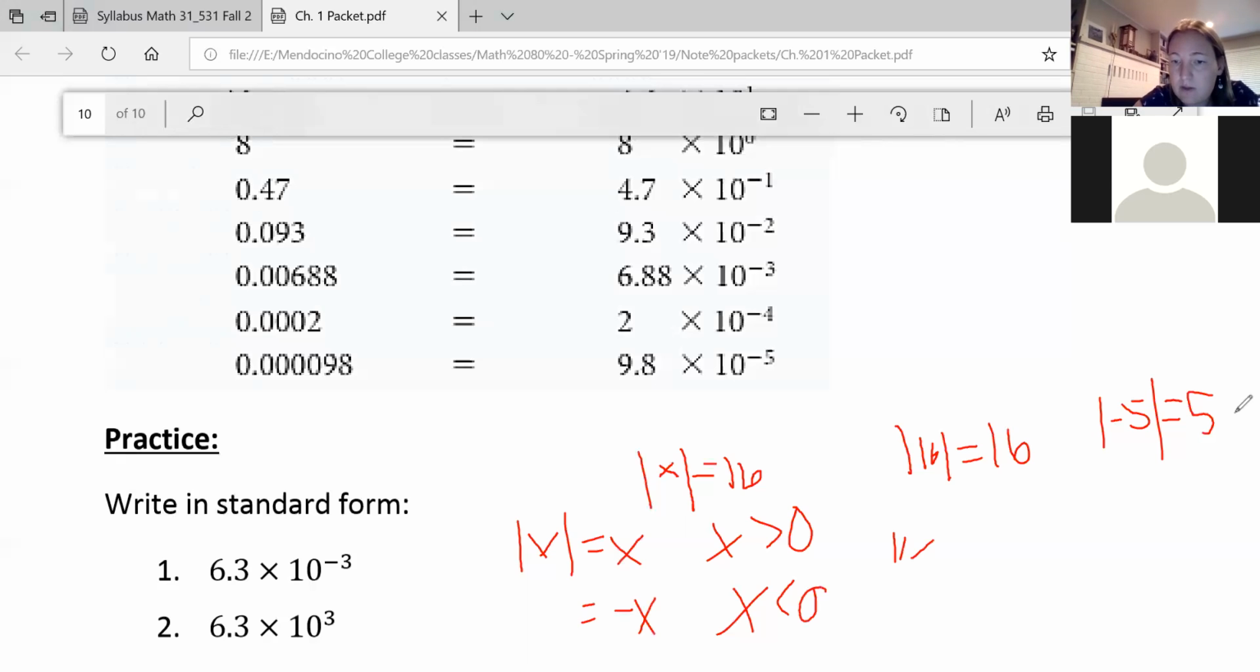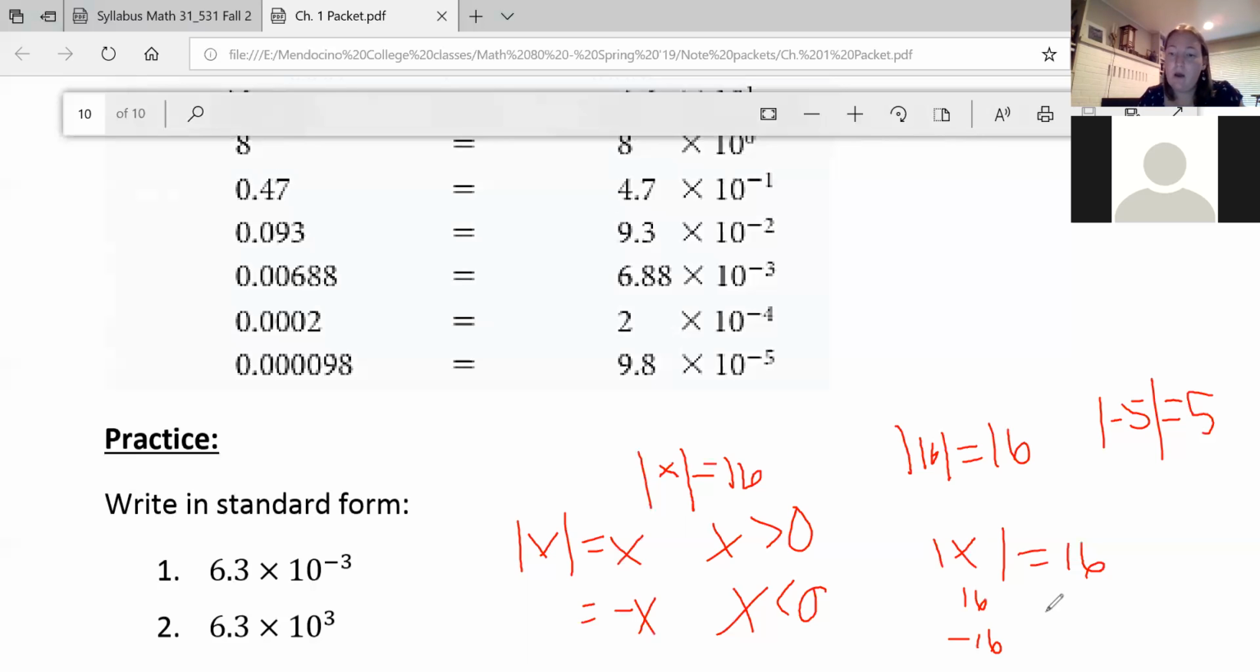Absolute value of 16. Let me start that over. Absolute value of 16 would equal 16 if that x were positive. Oops, I did not mean to put 16 in there. Absolute value of x equals 16. So either what's in here is 16 or -16. Both of those work.